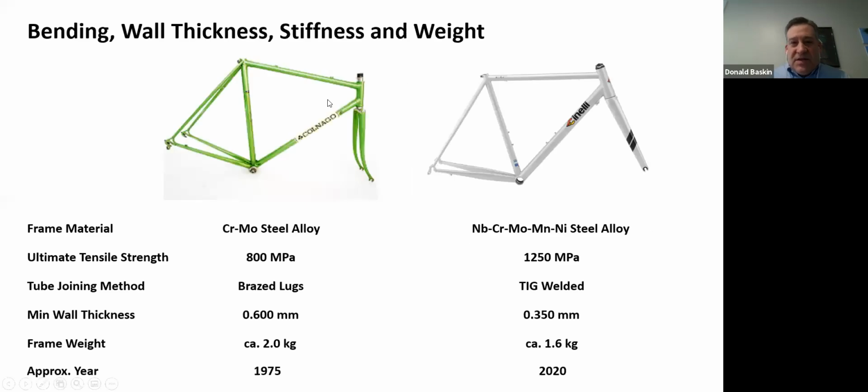So here's an interesting example I want to start with. We have here 2 bicycle frames. These are both made of steel. They're both made in Italy. The one on the left is a Colnago from the mid-70s, and the one on the right is a 2020 Cinelli.